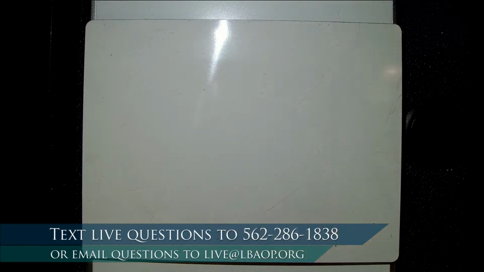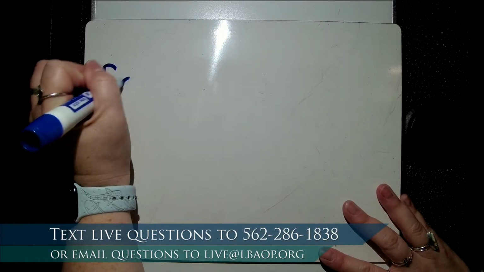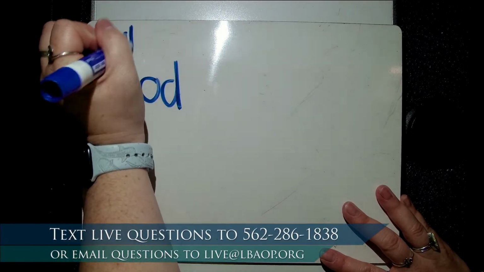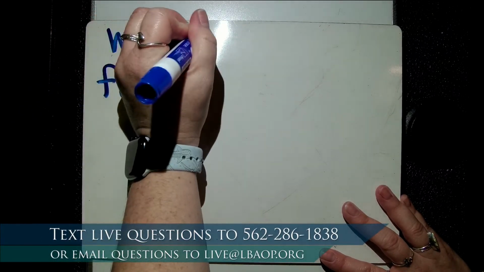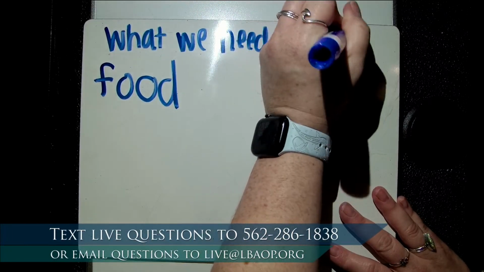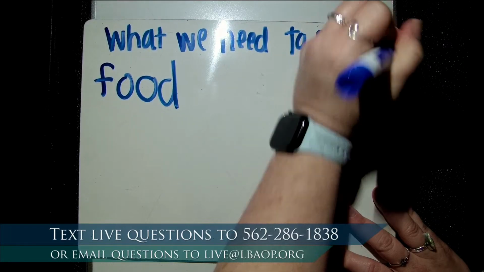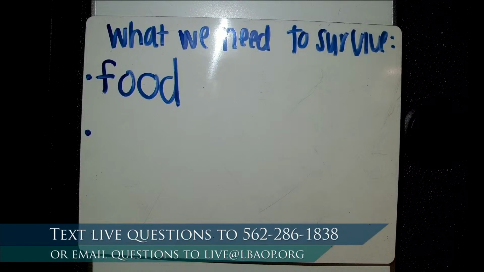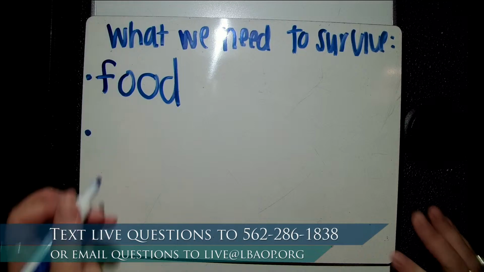We need food. So I'm going to write food. I'm going to actually write up here, what we need to survive. We need food. That's one thing. What else might animals need? Now, if we're thinking about animals in the ocean, something that they might need that is different from animals on land is, that's right, they need water. Absolutely.